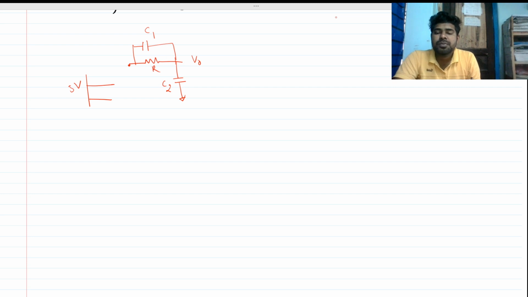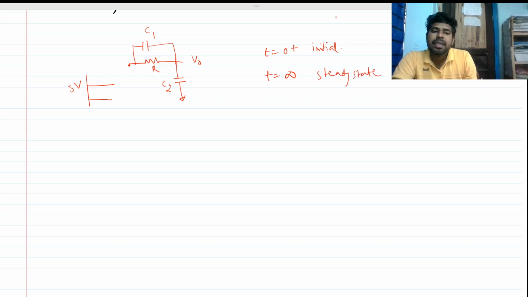So for step response, what we try to see is the behavior of the circuit at t equals 0 plus and t equals infinity. So this is our initial stage and this is our steady state, right? And we are assuming both of the capacitors C1 equal to C2 is C, and both are initially uncharged.